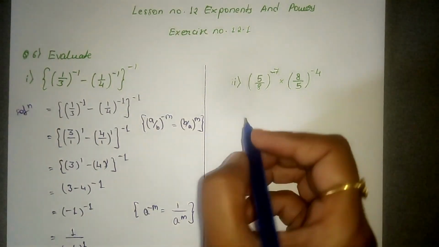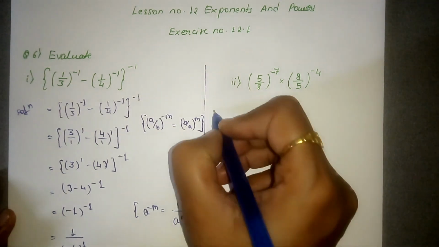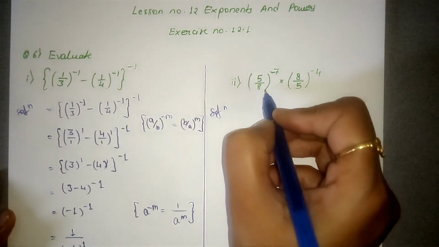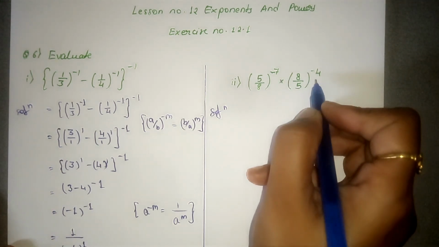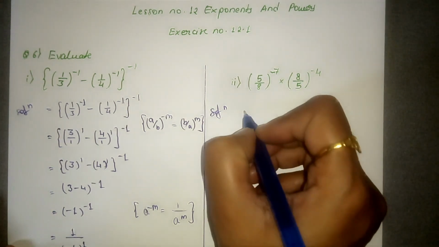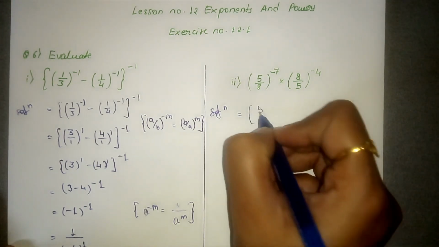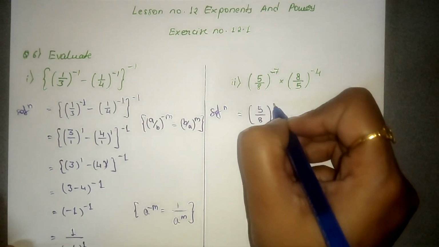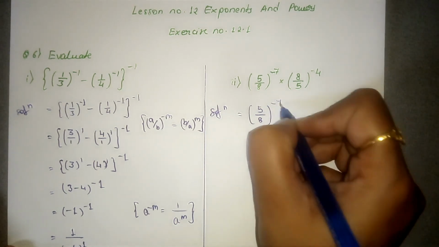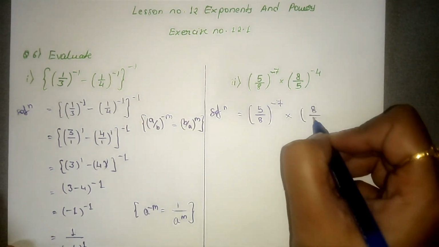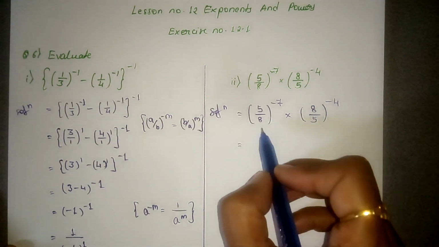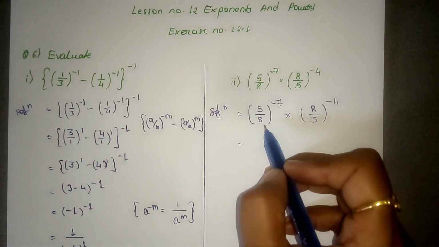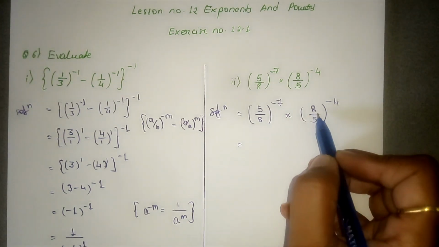Then the second question is given: (5 by 8) whole raised to the power minus 7 into (8 by 5) whole raised to the power minus 4. We have to simplify it and find the answer. So it is given (5 by 8) whole raised to the power minus 7 into (8 by 5) whole raised to the power minus 4. Here you can notice that it is given 5 divided by 8 and 8 divided by 5.